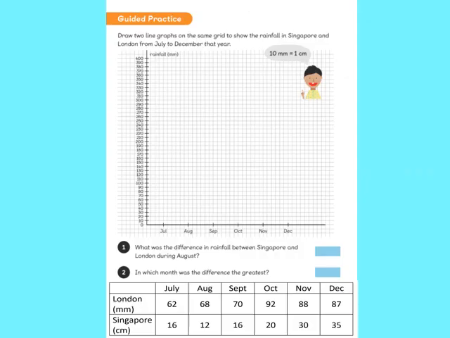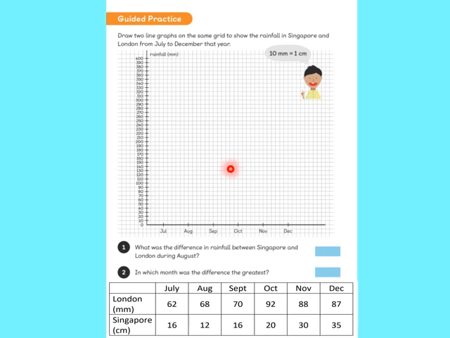So here is today's guided practice. And what we need to do is draw two line graphs on the same grid to show the rainfall in Singapore and London from July to December that year. So we're going to put both of the graphs onto this one grid, and that can be really useful when you want to compare data.